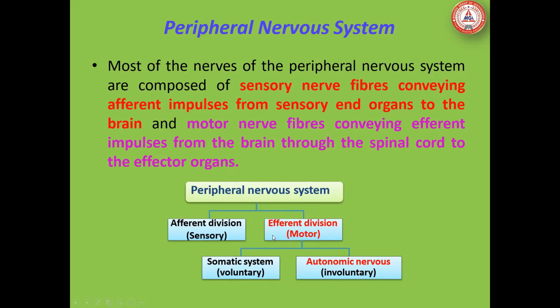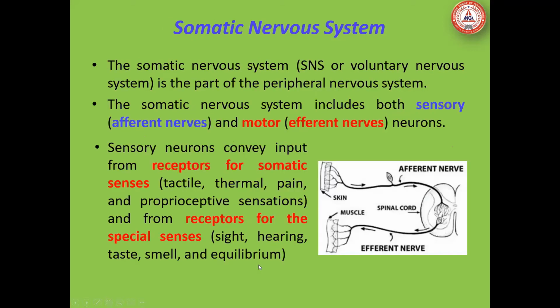Now, this efferent division or the motor division is divided into two, that is autonomic nervous system, which is called involuntary, and somatic system, which is called voluntary system. Now, first of all, we briefly discuss the somatic nervous system. The somatic nervous system, in short form, is called SNS or voluntary nervous system. It is a part of the peripheral nervous system. The somatic nervous system includes both sensory and motor neurons, that is afferent nerves and efferent nerves.